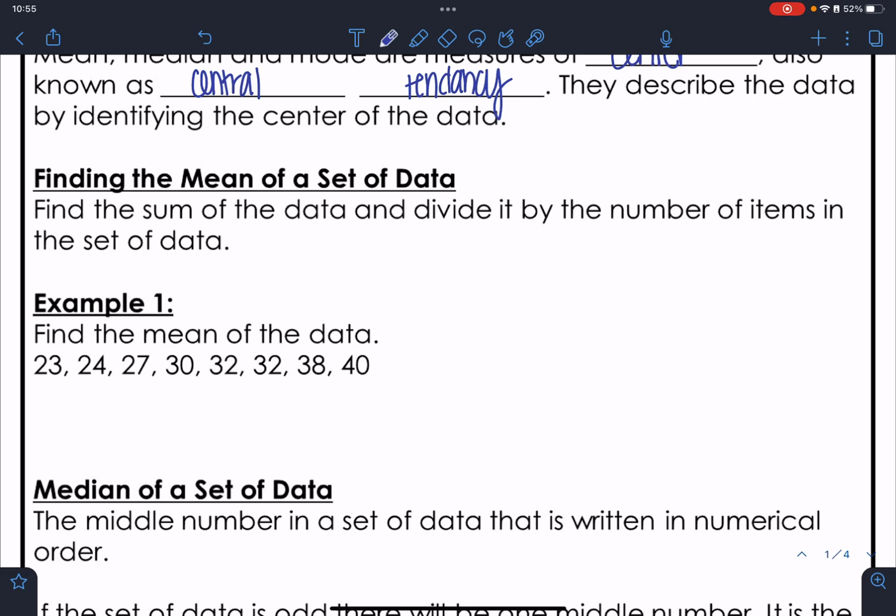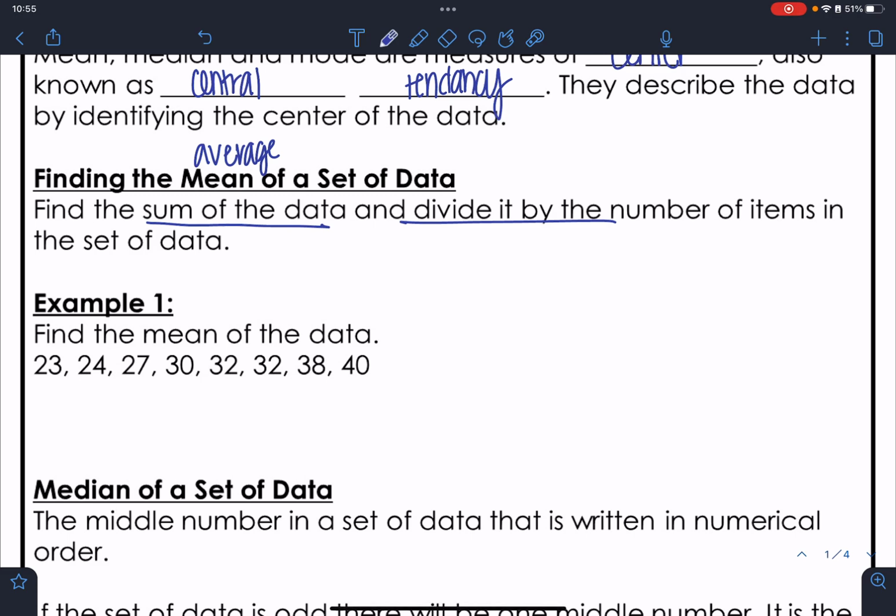What do we know about the mean? What's another word that we can use to describe mean? It starts with an A. Because here's what it tells me here. If I'm finding the sum of the data and then dividing it, we're adding them up. What is it? It starts with an A and then a V. Average. Good.